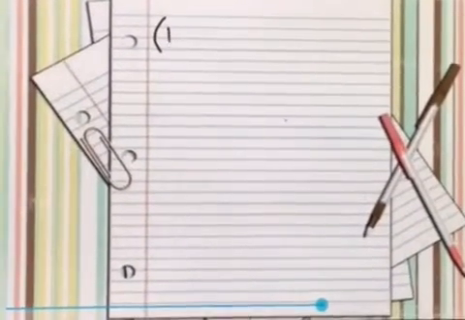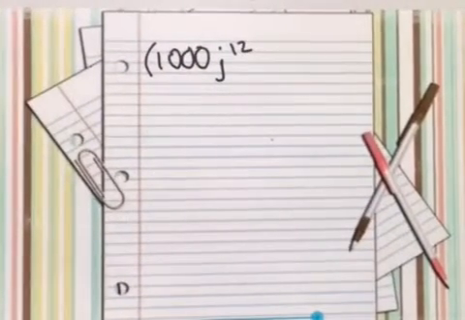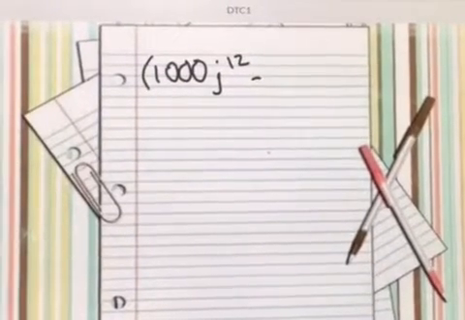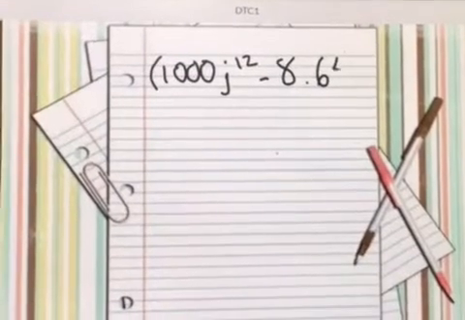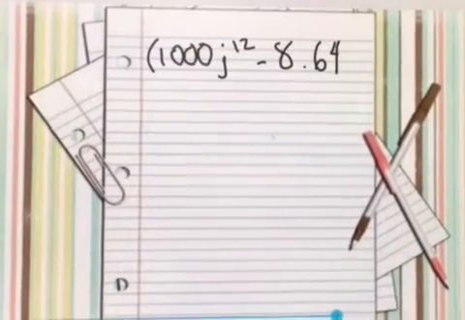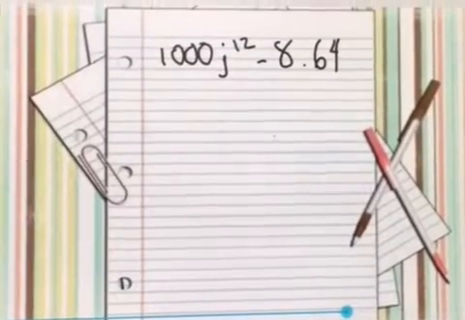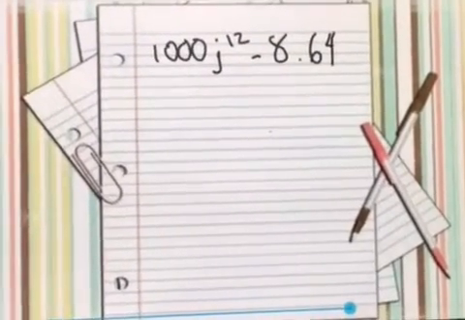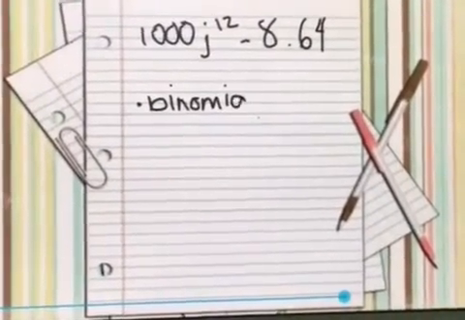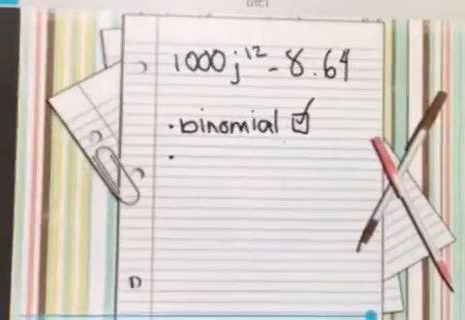Now, for our second question, we write it as 1000j raised to the 12th power minus 8.64. Let's recall: what are the conditions that a problem must meet in order to be factored using DTC? Well, as I've said before, the first condition is that it has to be a binomial. And obviously, it is a binomial, so let's check that off our list.